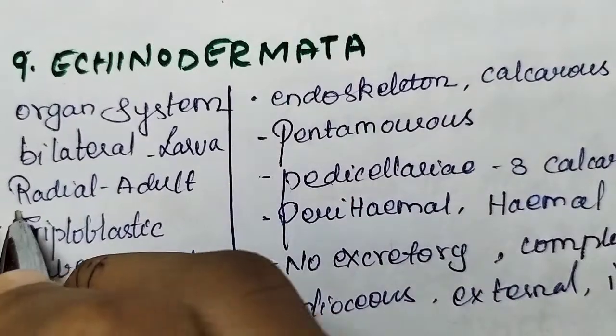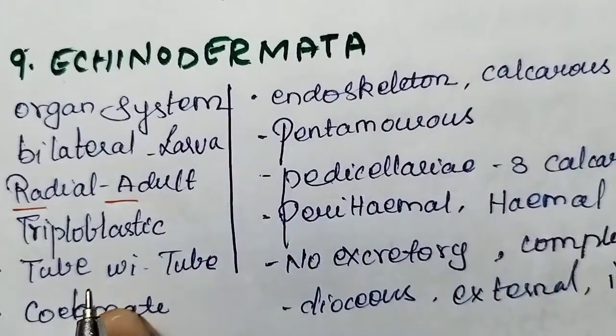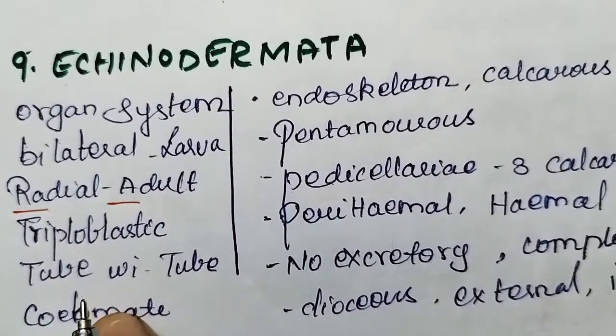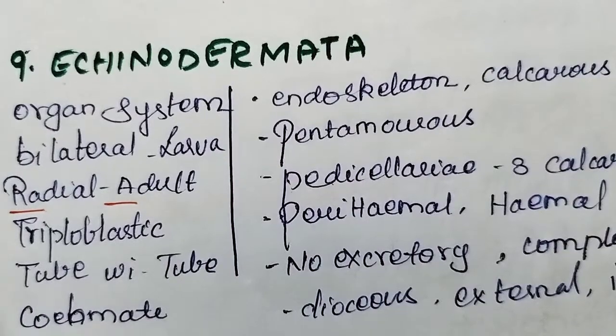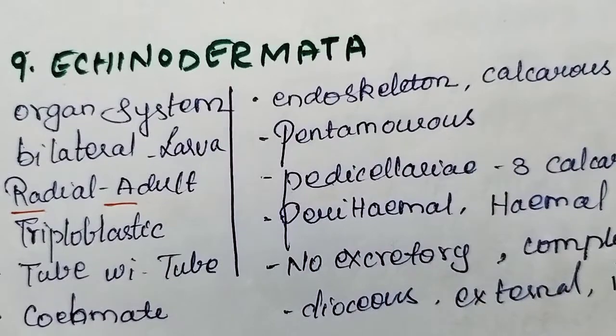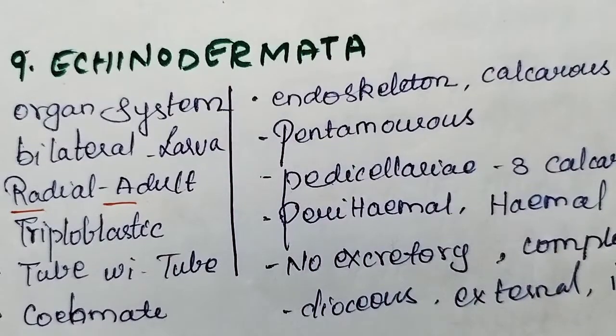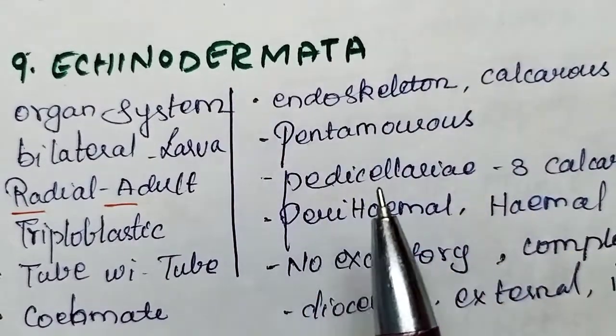So in mnemonic form you can say AR Rahman, keep it in mind: A R, adult radial. And they are triploblastic, tube within tube plan, and coelomate. So these are the simple basic features. Next we will move on to the important features of echinoderms.